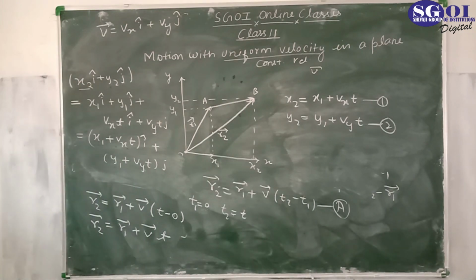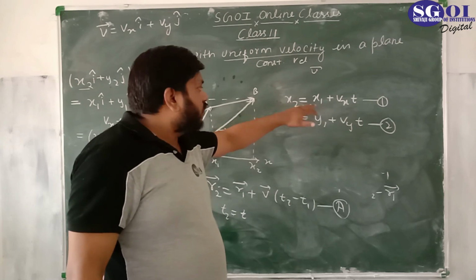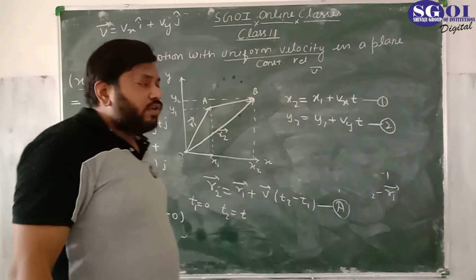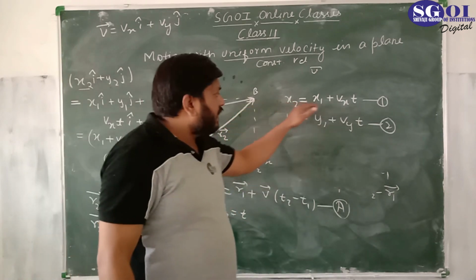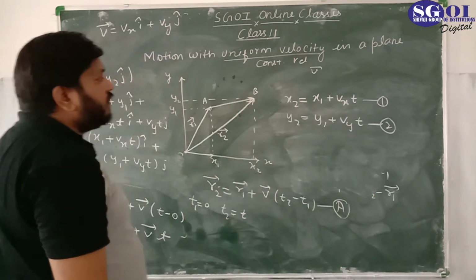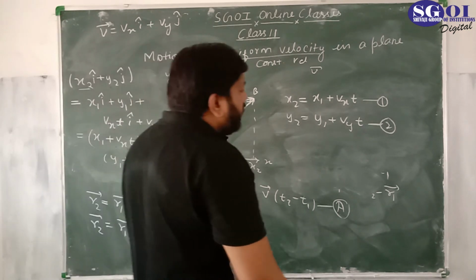You can see here that x2 is related to the horizontal axis, the x direction, and x2 equals x1 plus vx t, and this is y2 equal to y1 plus vy t.